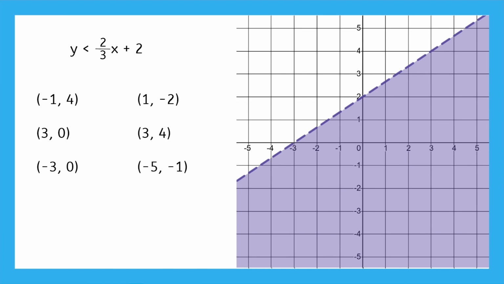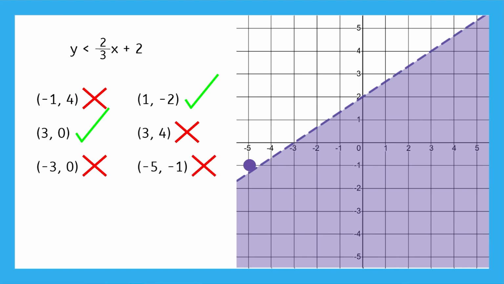Now that we have a graph of the inequality, we can quickly tell what is and isn't a solution. Negative 1, 4? Not in the shaded area, not a solution. 3, 0. It's shaded, so that's a solution. Negative 3, 0. Not a solution because it's on the dashed line. 1, negative 2? That's a solution. 3, 4? Not a solution. And negative 5, negative 1?